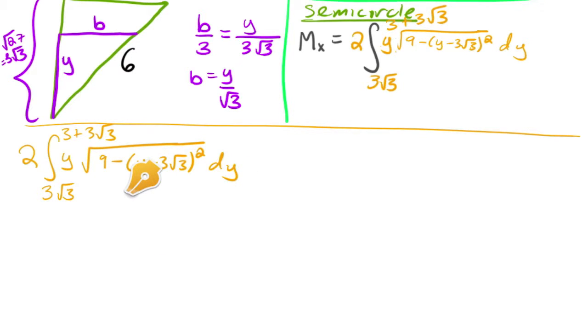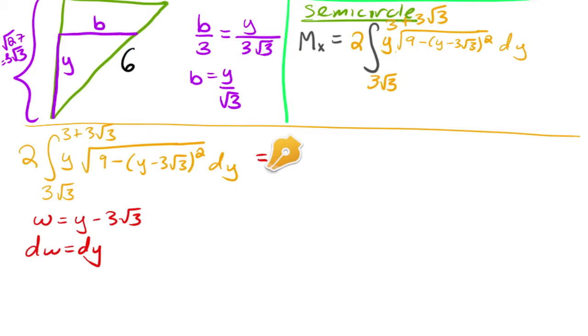Okay, so let's try cleaning this root up a little bit. Let's do a substitution. Let w equal y minus 3 root 3, and then dw is equal to dy. So then this is going to equal 2 times the integral. Now, might as well change the limits of integration.